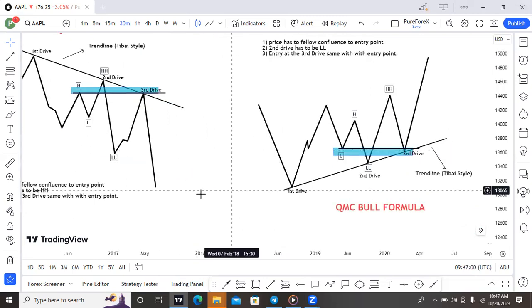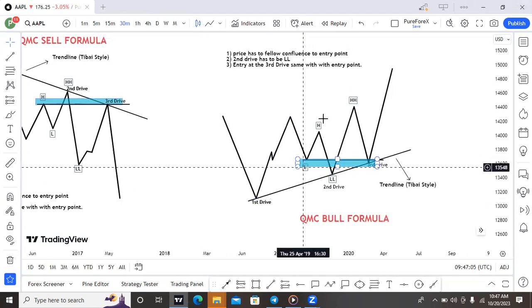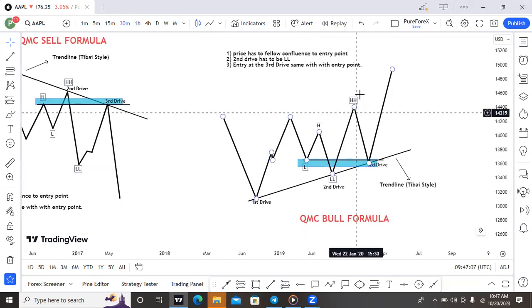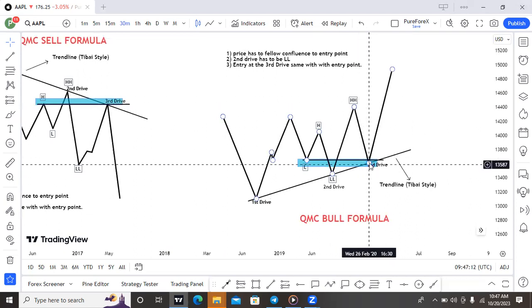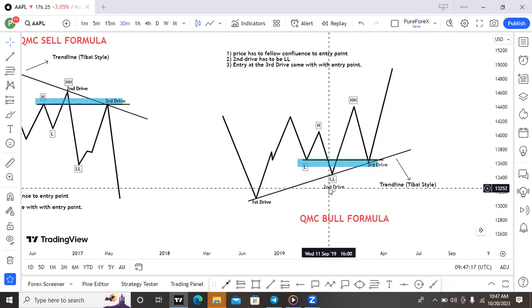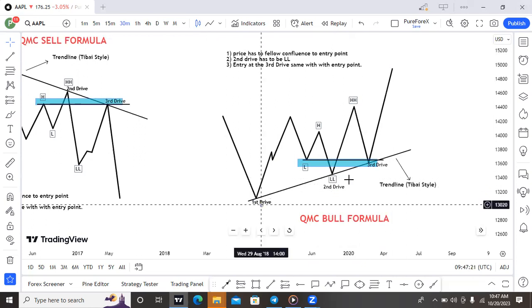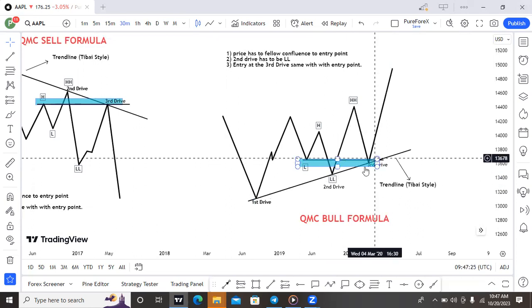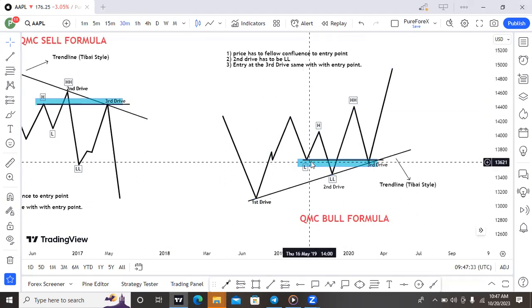So let's look at the QMC buy formula. Here again, we have the low, the high, the lower low, and the higher high. We expect price to come back to form the right shoulder at the third touch of the trend line. So the bottom of this QMC has to be at what? At the second drive of the trend line. This is the first drive, the second drive, and what? The third drive. At the third drive of this trend line, we expect price to come here to form the right shoulder of the QM, also aligned with the left shoulder of the QM.